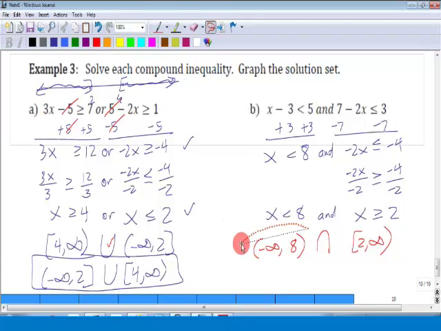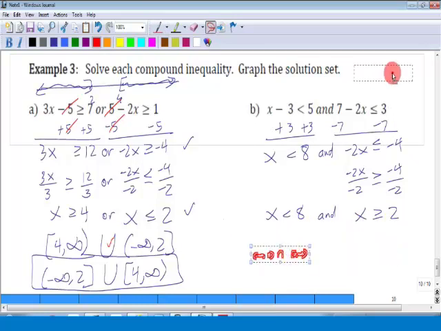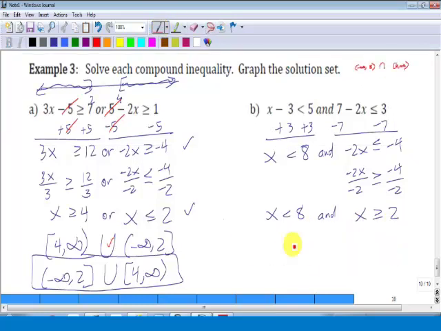So rather than writing it like that, shrink that down, put it up there, maybe graph it just to get an idea of what's going on. X is less than 8. That's everything, oops, parenthesis. That's everything to the left of 8. X is greater than or equal to 2. That's everything greater than or equal to 2.